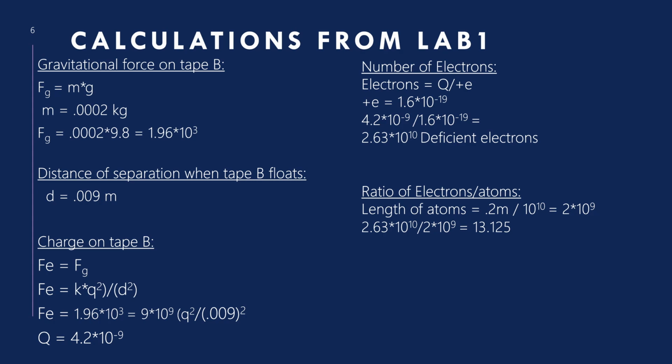Using this as well, we can find the ratio of electrons to atoms. We can use the length of the tape of 0.2 meters and divide by 10 to the negative 10th, which is the length of an atom, to find that the tape has 2 times 10 to the 9th atoms. If we take our deficient electrons and divide by the number of atoms, we get 13.125.